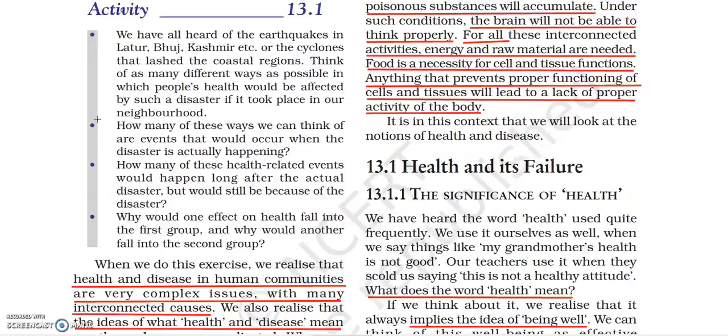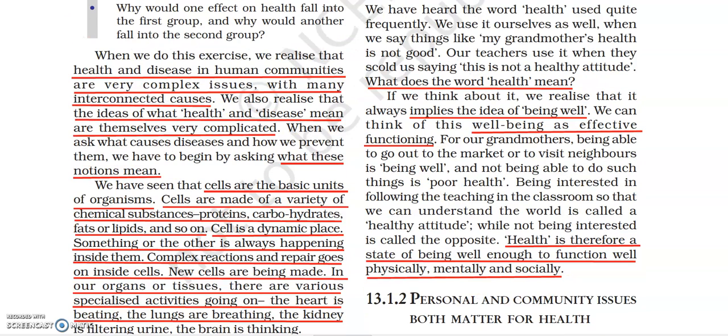See, first of all, health and disease in human communities are very complex issues. We know that, of course, that health and disease, both these things are very complex issues. All right. And they have interconnected causes also. Means basically health and disease themselves are interconnected. If you have certain problems, that is disease, then your health is not good. And if your health is not good, it means that you have certain problems. So they themselves are interconnected to each other, right? And even the causes are also interconnected.